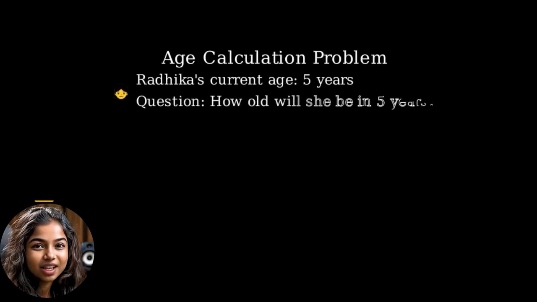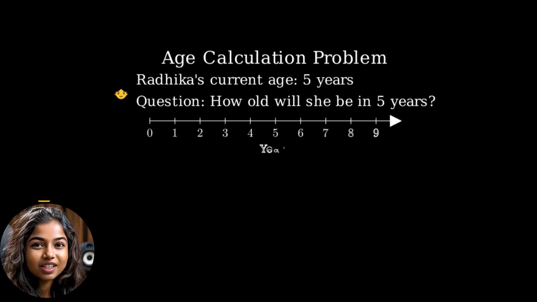Radhika is currently 5 years old, and we want to find out how old she will be in 5 years. Let's visualize this with a timeline. Here's a timeline showing Radhika's age as time passes. Right now, she's 5 years old, and we want to know her age after 5 more years pass. Let's solve this step by step.